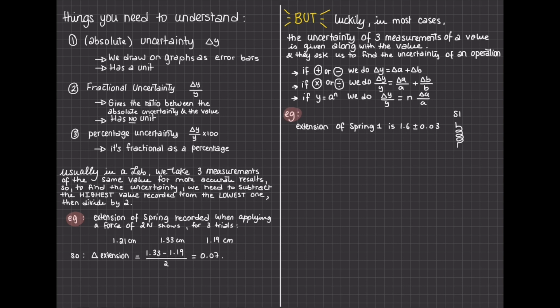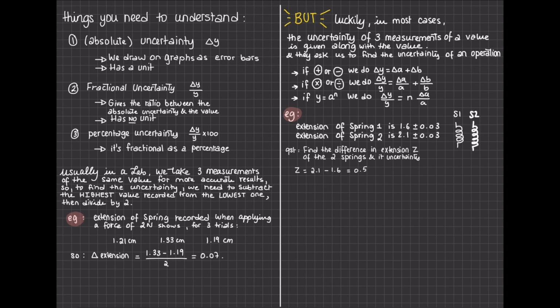So if we have an extension of a spring 1 is 1.6 plus minus 0.03. Okay, so as I said, they will already give you the mean of the values and the uncertainty, the absolute one, and they will ask you to find, let's say here we have two springs. I want to find the difference in extension between them, and this difference I'm gonna call it Z.